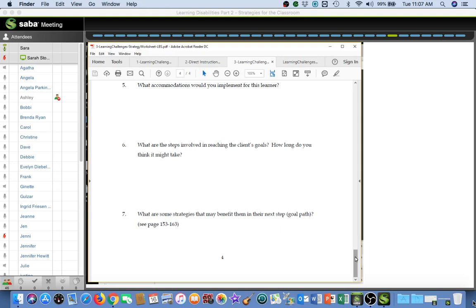Question number 7, what are some strategies that may benefit them in their next step? Are there considerations that need to be looked at for a further education and training goal or an employment goal? Is there a connection with employment services that's needed? Are there connections with the next step, like the credit program? Do you need to further understand what that credit program is going to look like? Do you have to look at the post-secondary goal path and what the environment is? Are they going to need to make an appointment with an admissions counselor, look at the time frame for when they're going to apply to college? All of those things would need to be looked at with regards to what strategies need to be put in place.